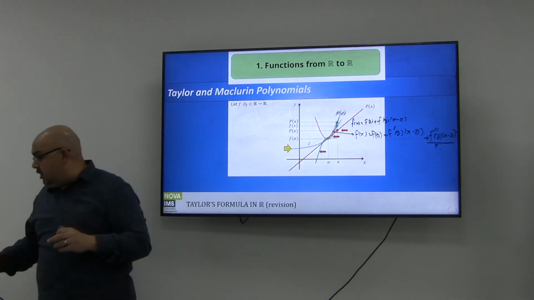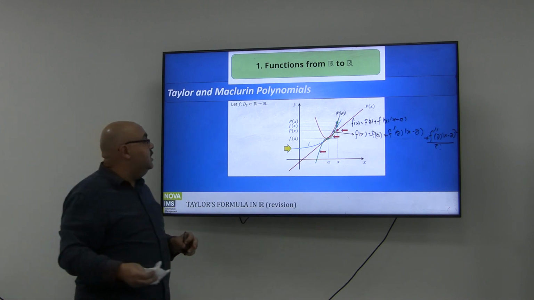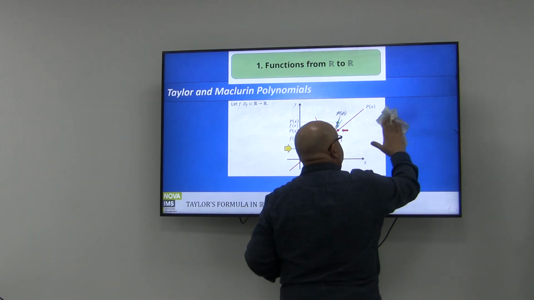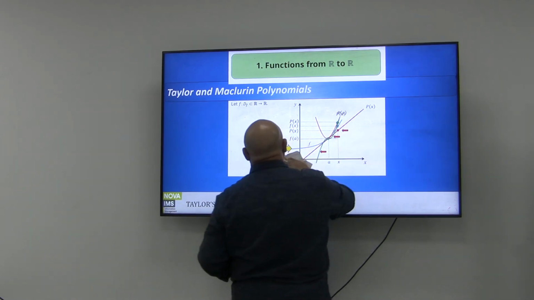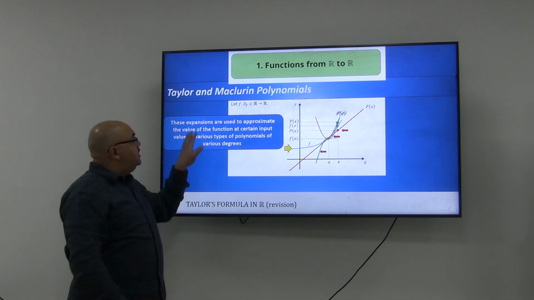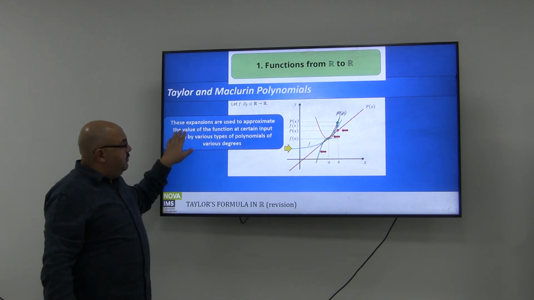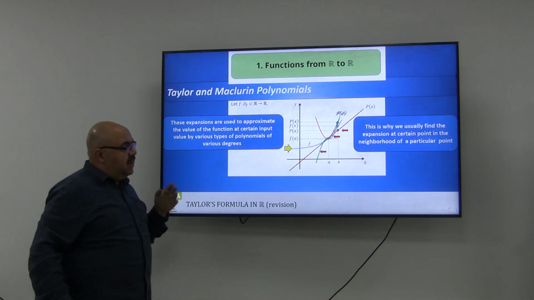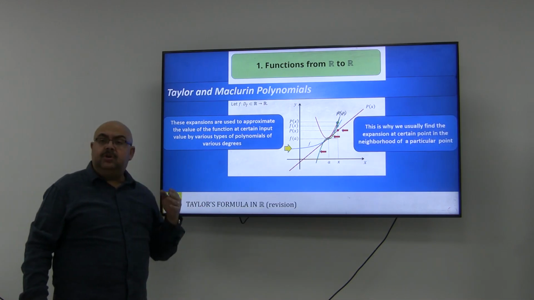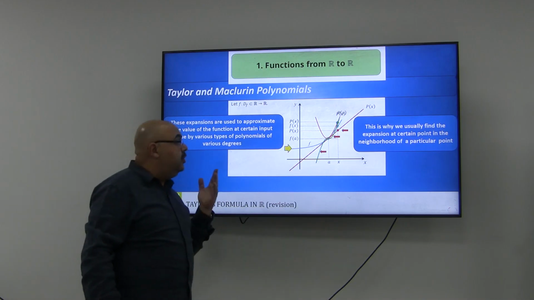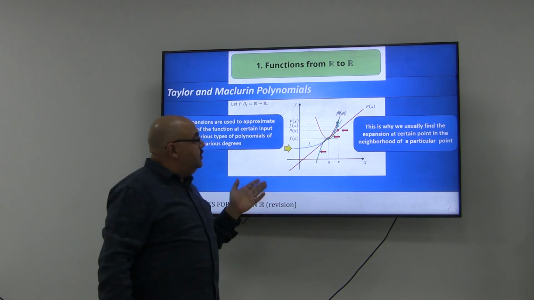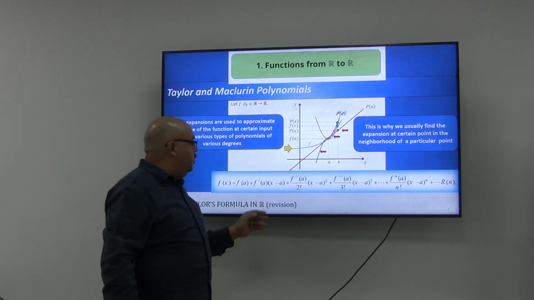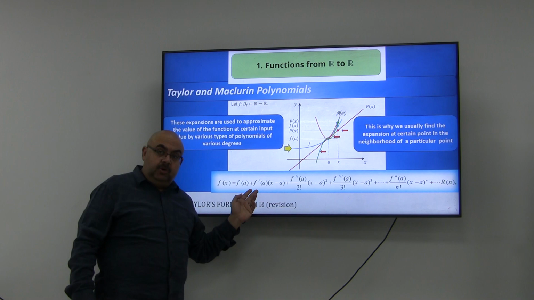And that's actually the main reason that we are using the polynomials. It's easier to use, and it gives a very good approximation. So these expansions are used to approximate the value of the function at a certain input value by various types of polynomials, as you can see, linear or quadratic or cubic or fourth order or whatever. This is why we usually find the expansion at a certain point in the neighborhood of a particular point. This is once more Taylor's law.